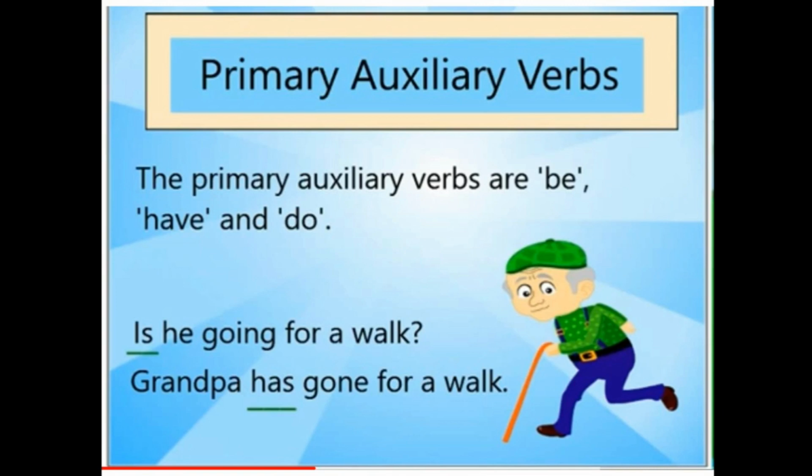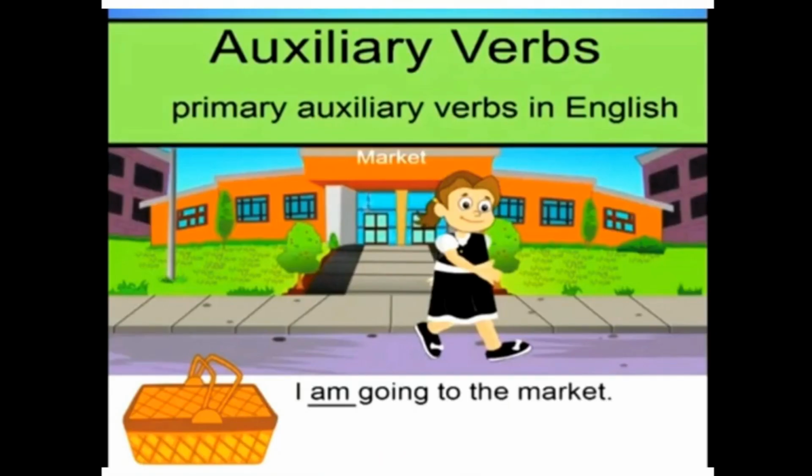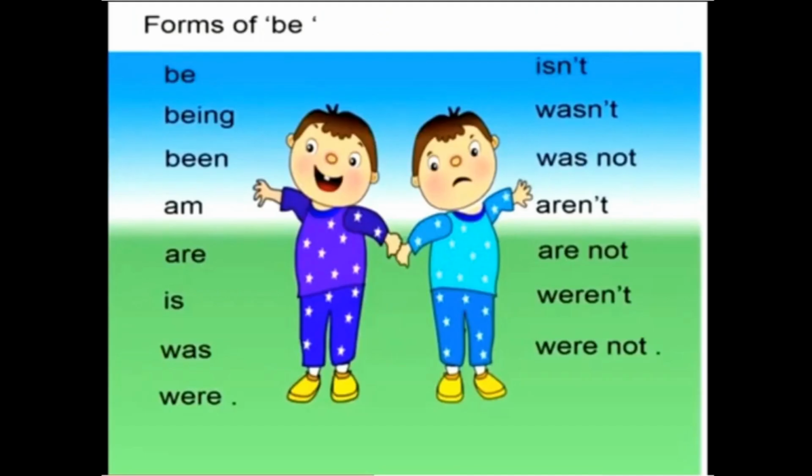For example, is he going for a walk? Is is the form of be and is the primary auxiliary verb. Grandpa has gone for a walk. Has is the form of have and it's the primary auxiliary verb. I'm going to the market. Am is the auxiliary verb. Going is the main verb.